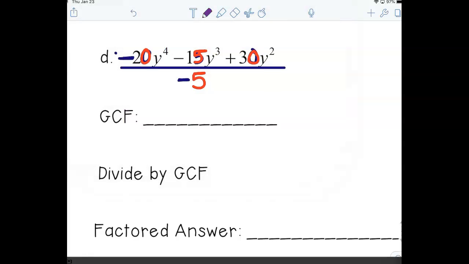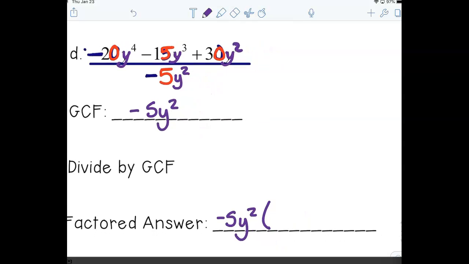They all have a y in common, but they have more than one y in common. They each have at least 2 y's. So my GCF is negative 5y squared. So that goes in the front of my factored answer. Now I have to figure out what my leftovers are.